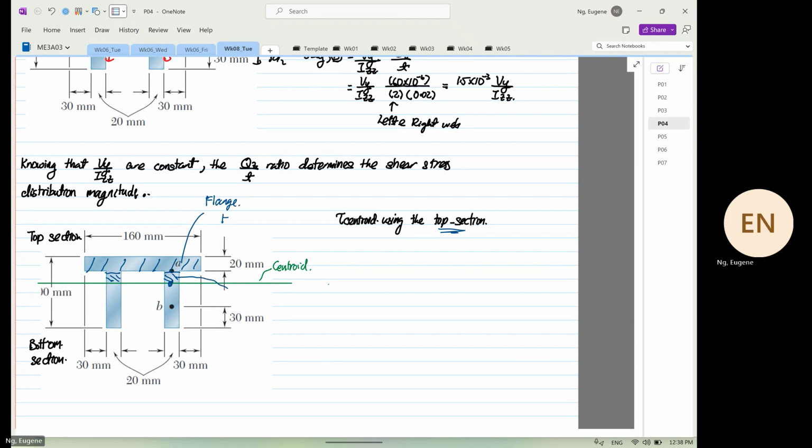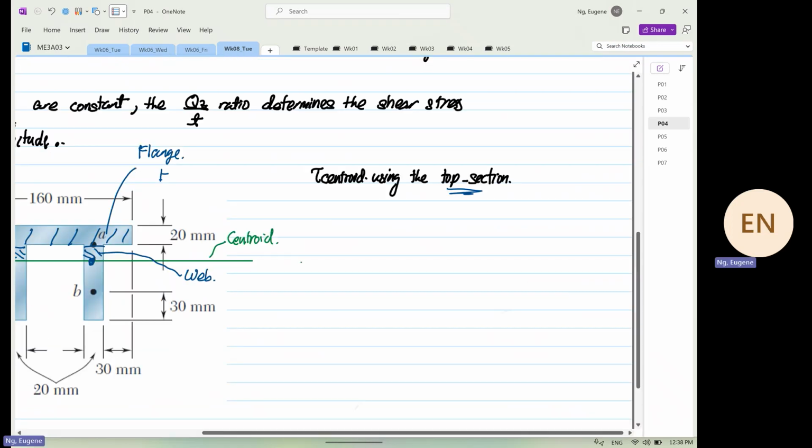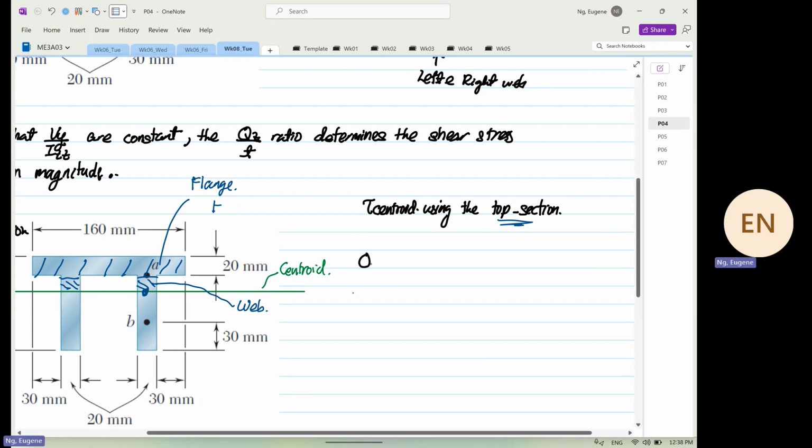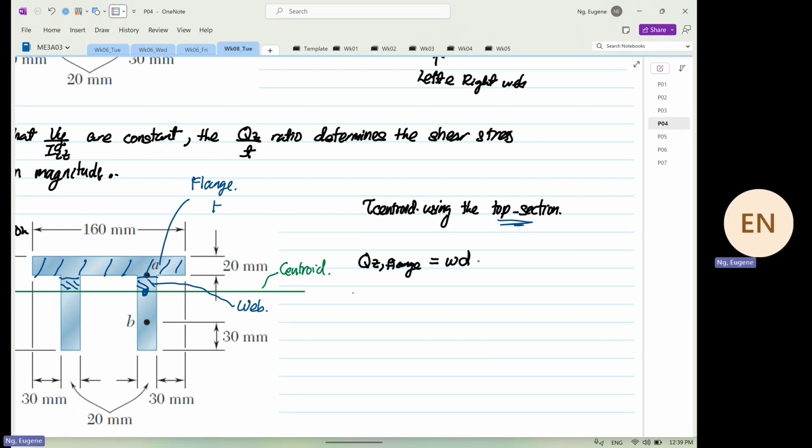So this is our flange. Over here, this is our web. Okay. So we are going to calculate the Qz for the flange. So this is equal to width times depth times y bar. The width is 0.16. The depth is 0.02. The y bar is equal to 0.035. So the y bar is basically the position of the centroid, you bring it over here, minus 0.02 divided by 2.